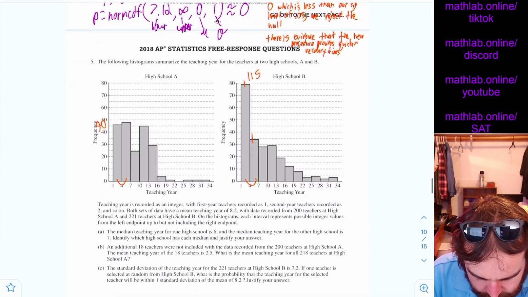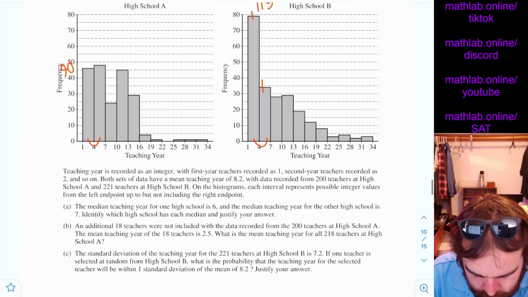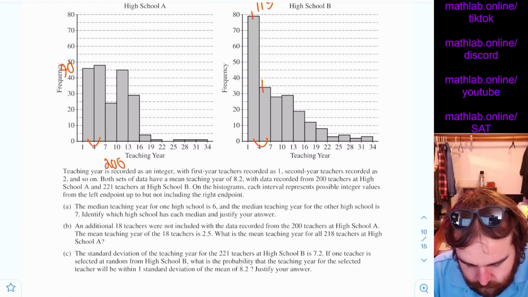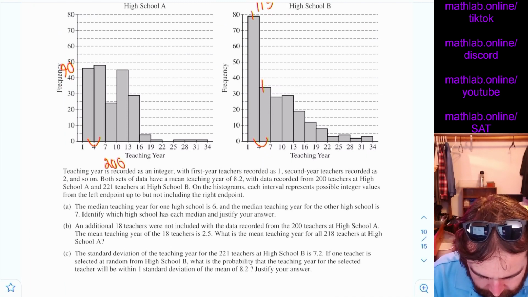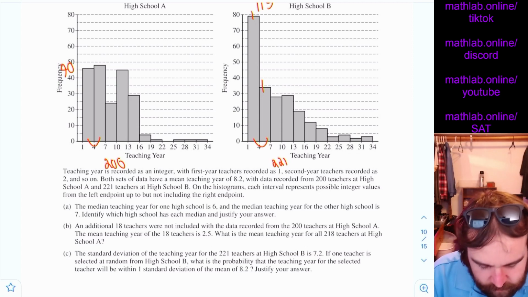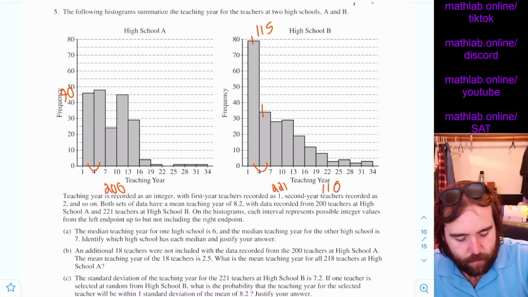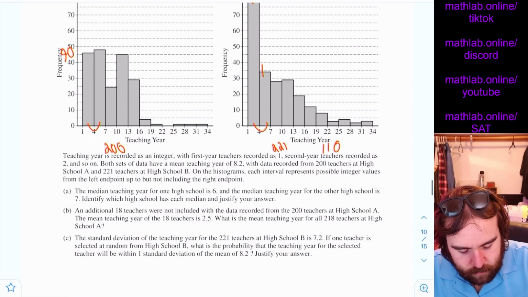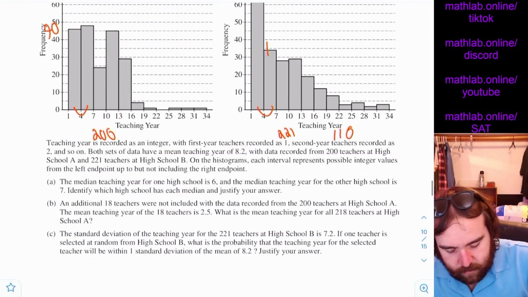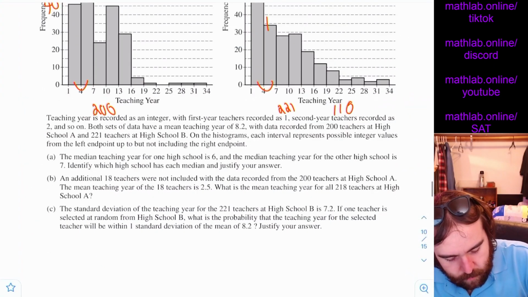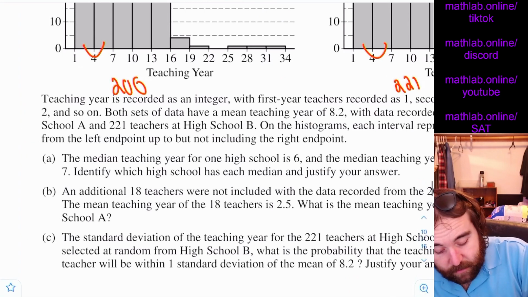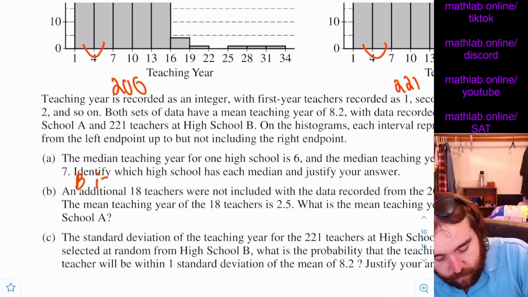Whereas high school A had 200 teachers. High school B had 221 teachers. Oh, so it's kind of actually the opposite. Okay. So that's what it's going to be. So identify which school: B has a median of 6, which is the opposite of what I thought at first. B has a median of 6.